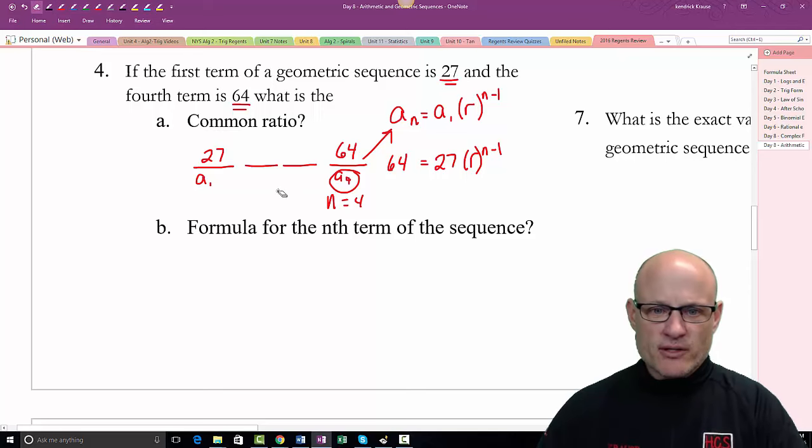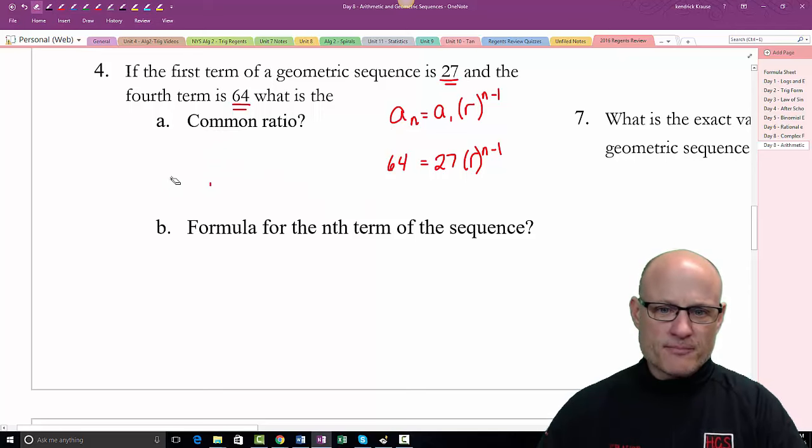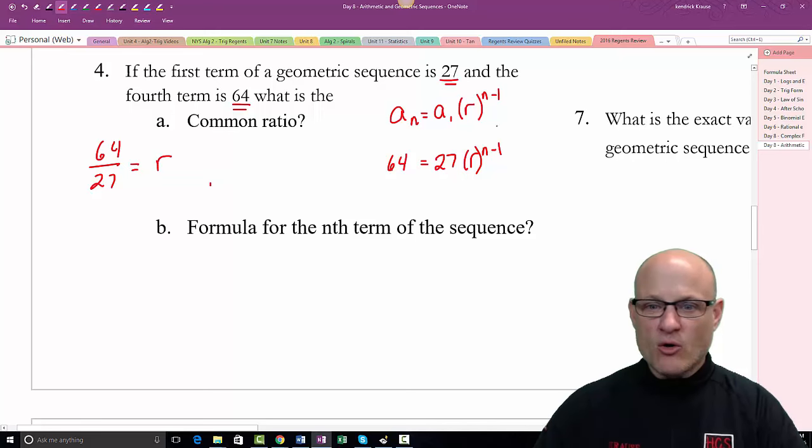So let me get rid of this so I have room to work. Sorry, I should have done this backwards. Now I'm going to divide by 27. So I get 64 over 27. Don't put that in your calculator. Is equal to r cubed.